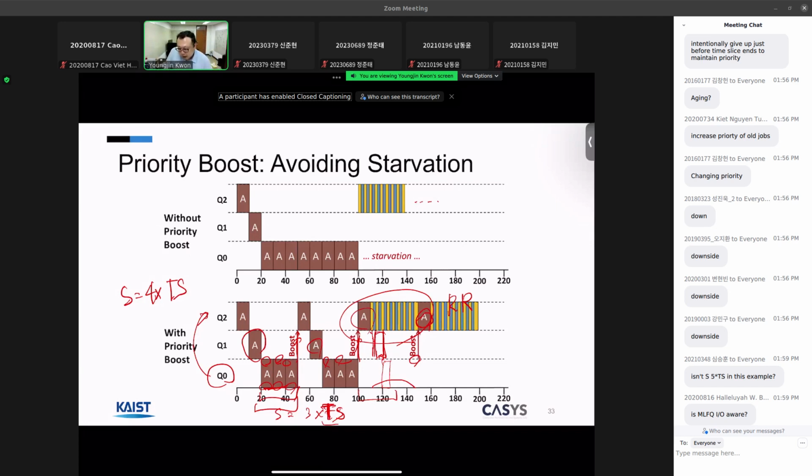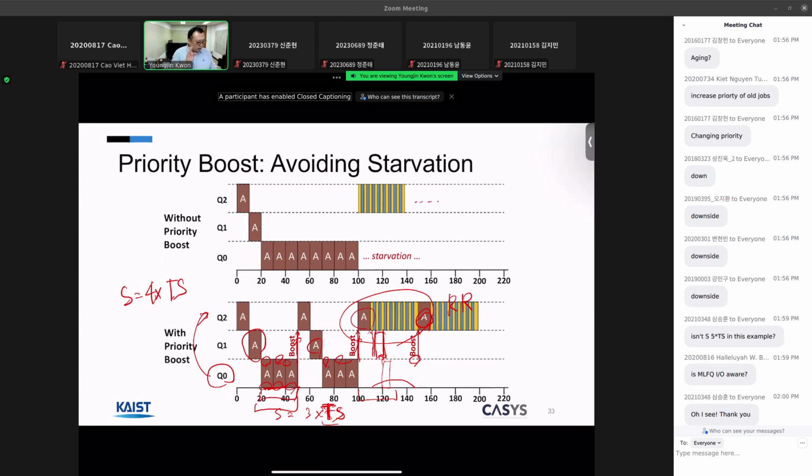Is MLFQ IO aware? Yes. Both round robin and MLFQ are IO aware. When IO happens, the scheduler can move the task to blocked, and the tasks that are not performing IO get scheduled. So yes.